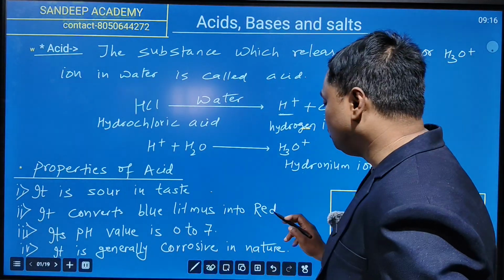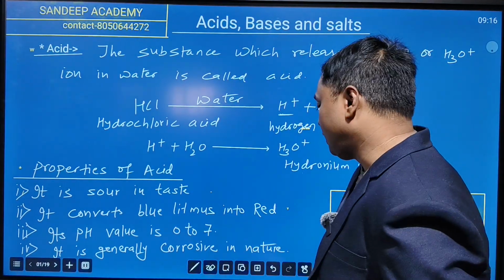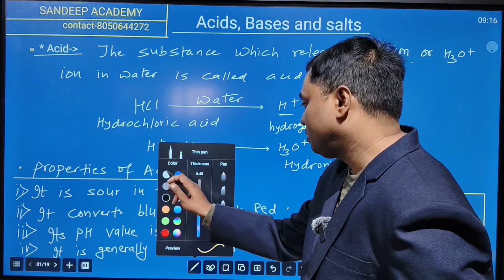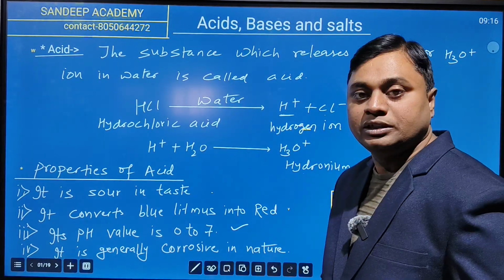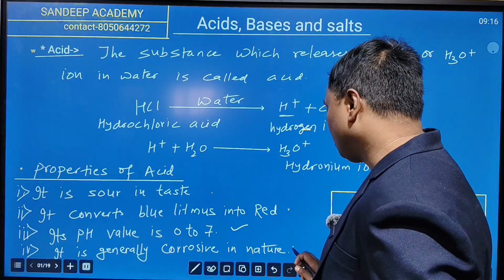Now, when we talk about the properties of acids, it is generally sour in taste. It converts blue litmus to red. The pH value of acid is between 0 to 7, and it is generally corrosive in nature.